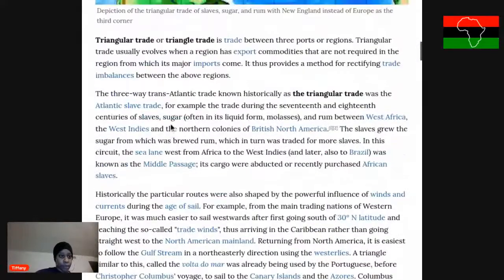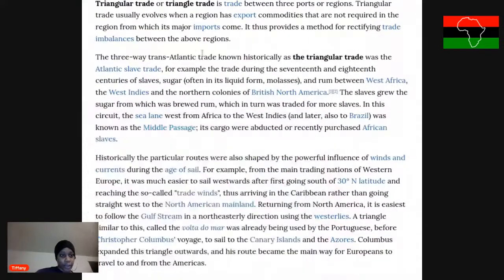So it says the three-way transatlantic trade known as the triangular trade was the Atlantic slave trade. For example, the trade during the 17th and 18th centuries of slaves, sugar, often in its liquid form, molasses, and rum between West Africa, the West Indies, and northern colonies of British North America. The slaves grew the sugar from which was brewed rum, which in turn was traded for more slaves. In this circuit, the sea lane west from Africa to the West Indies and later also to Brazil was known as the Middle Passage. Its cargo was abducted or recently purchased African slaves.